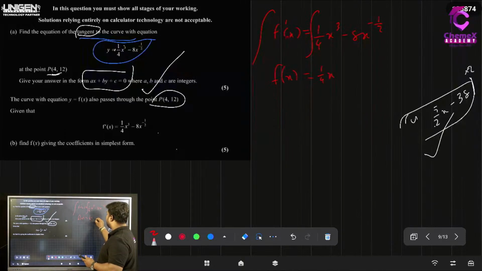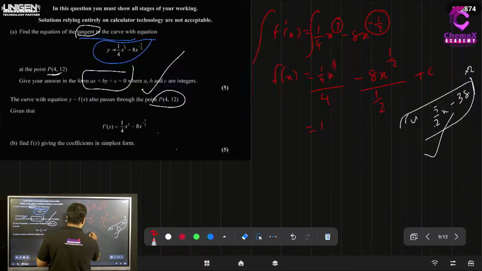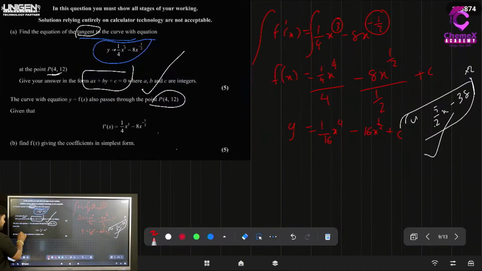1 over 4 x to the power 3 plus 1, which is 4, divided by 4, minus 8 x to the power minus half plus 1, which is half, divided by half, plus c. So then what do you get? What's 1 over 4 divided by 4? 1 over 16 x to the power 4 minus 16 x to the power half plus c is y. Now give your f x in the simplest form. Can you see x and y are given? So you can find c.